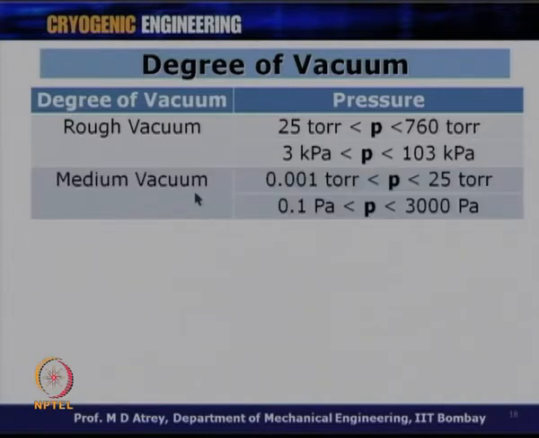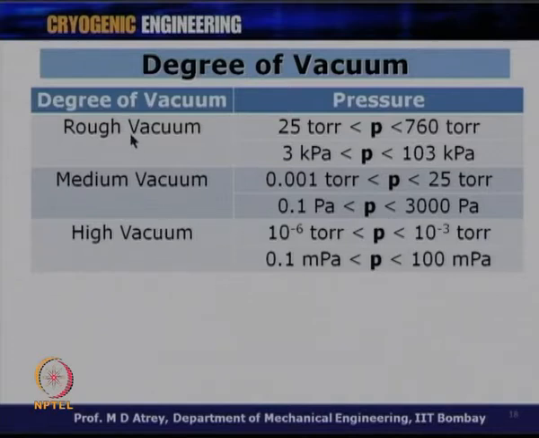Then we have a medium vacuum between 25 torr and 0.001 torr, 10^-3 torr, also given in Pascals here. Then we have a high vacuum. So we have rough vacuum, medium vacuum and high vacuum. The high vacuum is between 10^-3 and 10^-6 torr.